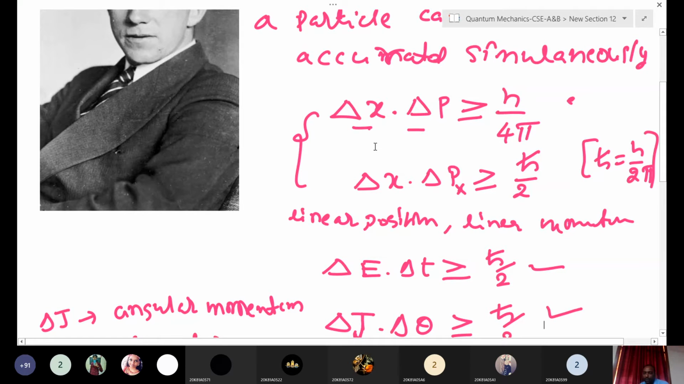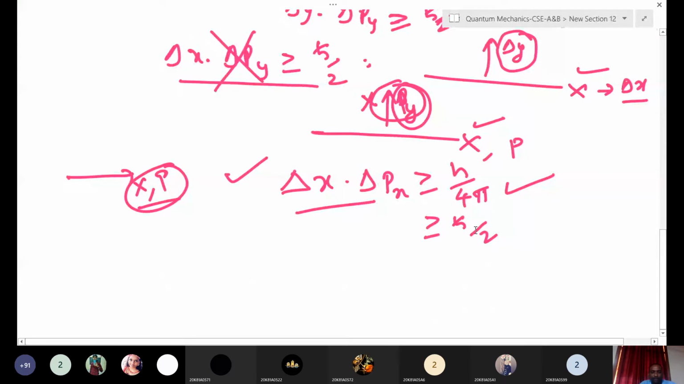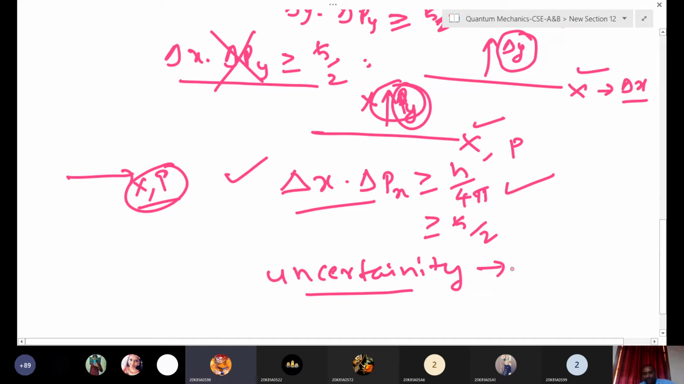What do you know about uncertainty? What is the meaning of uncertainty? Anyone? It is not perfectly defined. Yes, very good. That is an error in the original value, we are not finding the exact value.